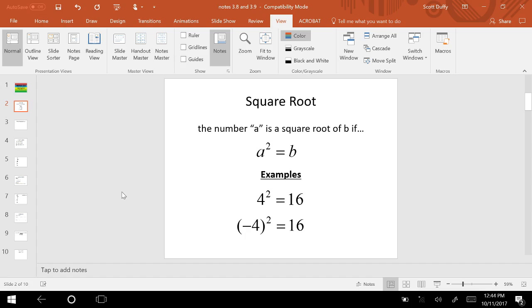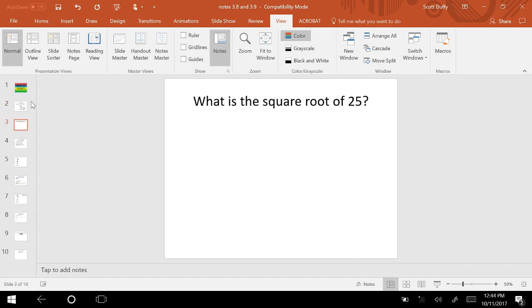Negative 4 squared is also 16. So the square root of 16 is equal to 4, and the square root of 16 is also equal to negative 4, because if you take either of these two numbers and square them, they give 16.